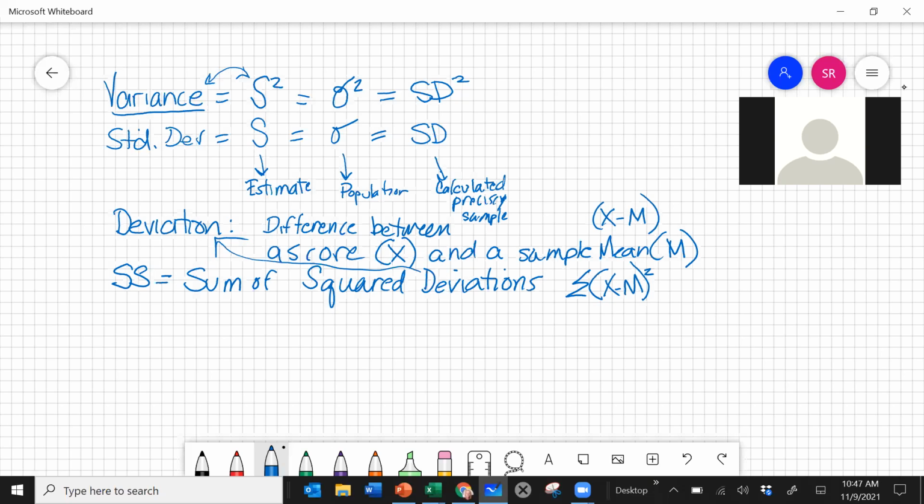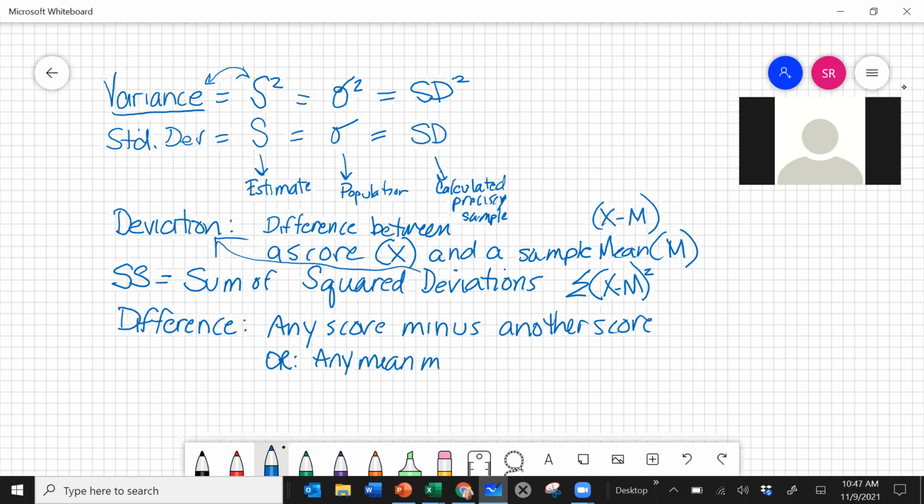So just this little bit of a review here. And when we use the word difference, like we did in our paired samples t-test, we just mean any score minus another score, or any mean minus another mean. And so in our paired samples t-test, we did x2 minus x1, referring to scores. And in our work today, we're going to be doing mean 2 minus mean 1. And so those are just what we mean by difference.